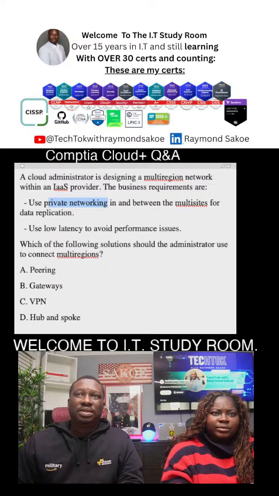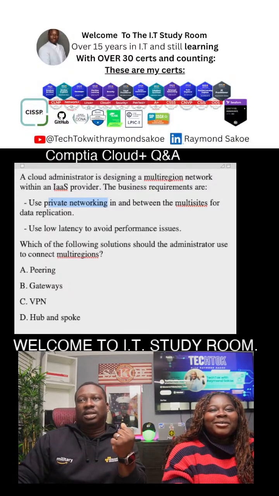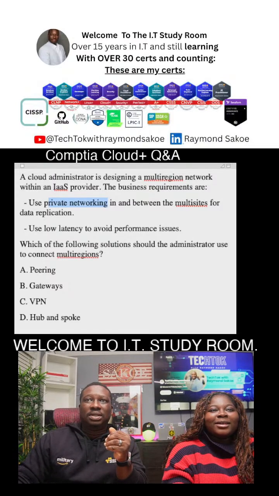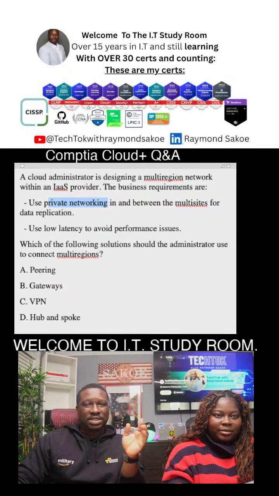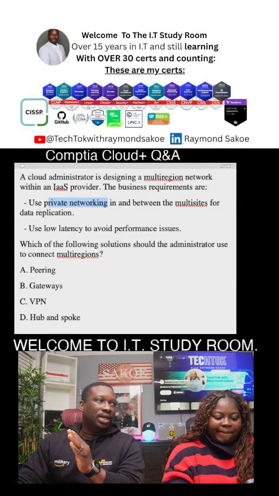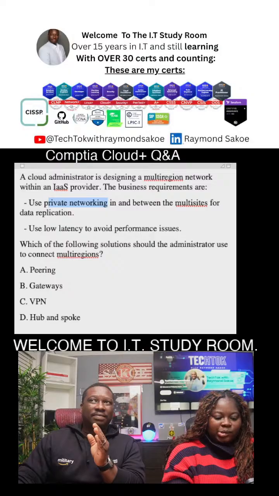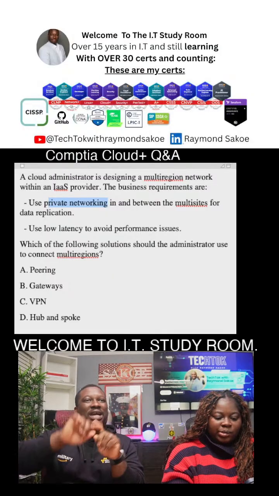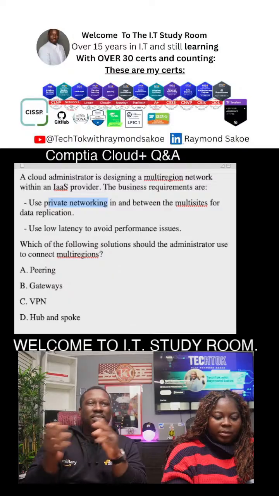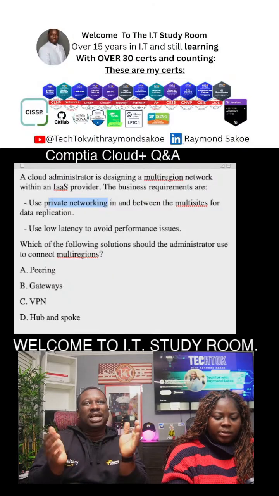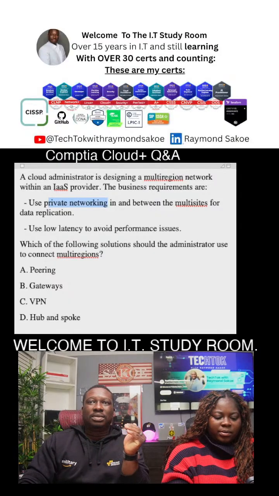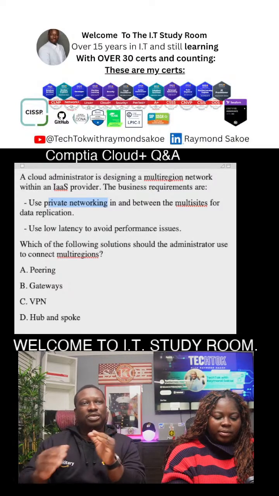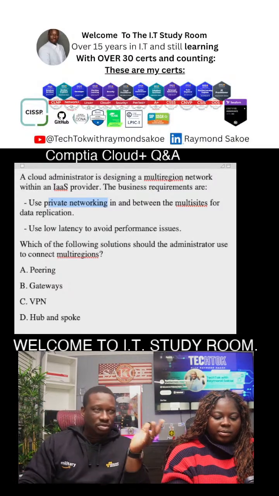The majority said B. You have to explain cloud concepts. It says they are using private networking in and between the multi-site for data replication, right? In the cloud, we either create a VPC, virtual private cloud, in AWS, or with Microsoft Azure you have a VNet. Either way, it's a private network, similar to creating a network or VLAN on premises. Now they want data replication, or communication between those two networks.